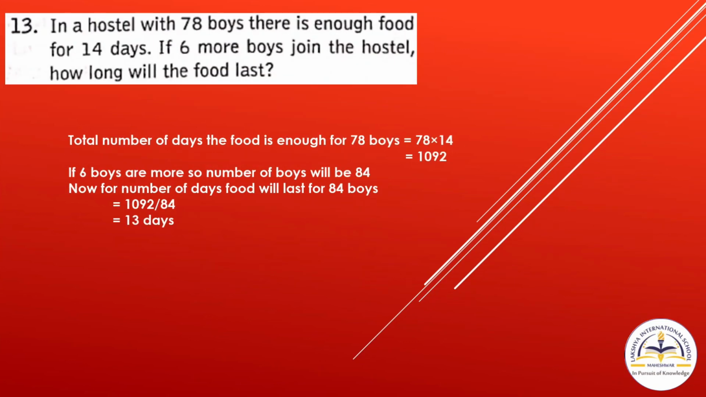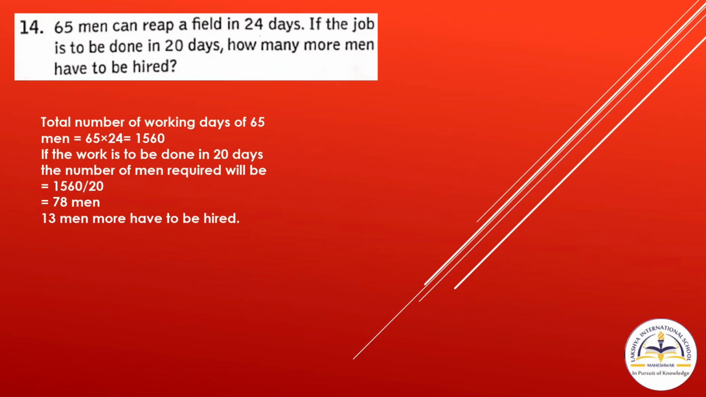Question number 13. In a hostel with 78 boys, there is enough food for 14 days. If 6 more boys join the hostel, how long will the food last? So the total number of days the food is enough for 78 boys is 78 multiplied by 14, that is 1092. Now there are 84 boys, so we have to divide 1092 by 84. So it will be equal to 13 days.